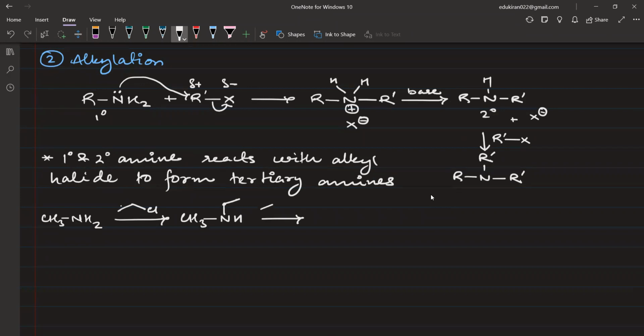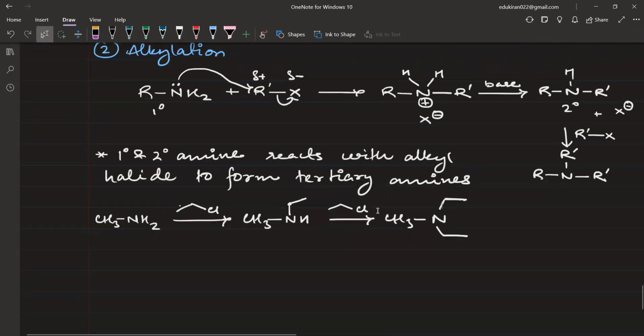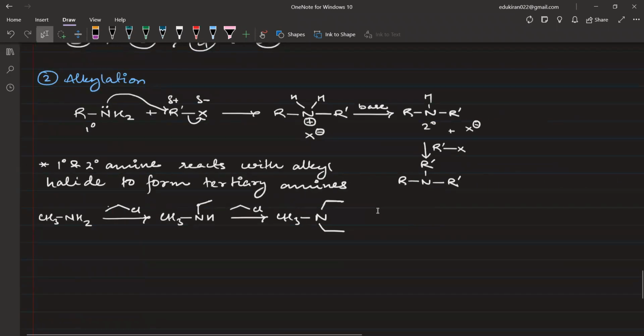Further, it can react with the same alkyl halide, leading to formation of CH3. The CH3 is from amine only, and this nitrogen is having now 2 ethyl groups attached to it. Okay. Now, what will be the name of this compound? इस compound को किस तरह से name करेंगे? Anyone has any idea how to name this compound? This 3 degree amine. How can we name this?